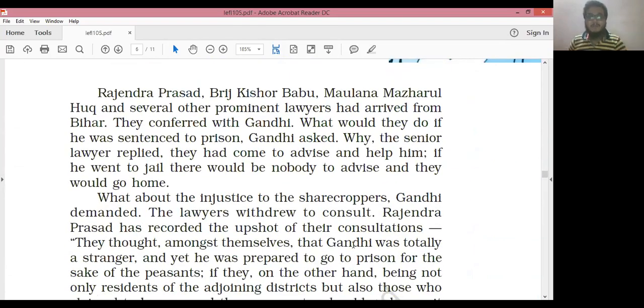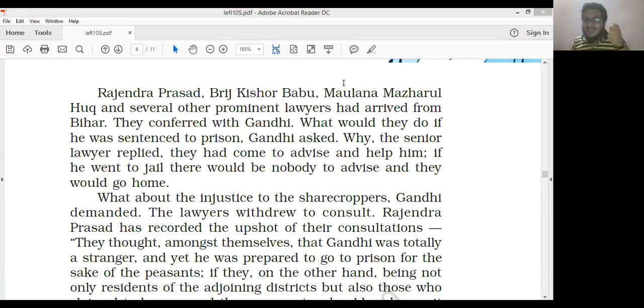Rajendra Prasad, Brij Kishore Babu, Maulana Mazharul Haq, and several other prominent lawyers. Understand the second phase. First, see how many times Gandhi was arrested, how many times Gandhi was summoned. The first time he was served a notice, he said, I won't obey. So that's the reason he was summoned in the court. Understood, students? Now see the second phase, what happens here.